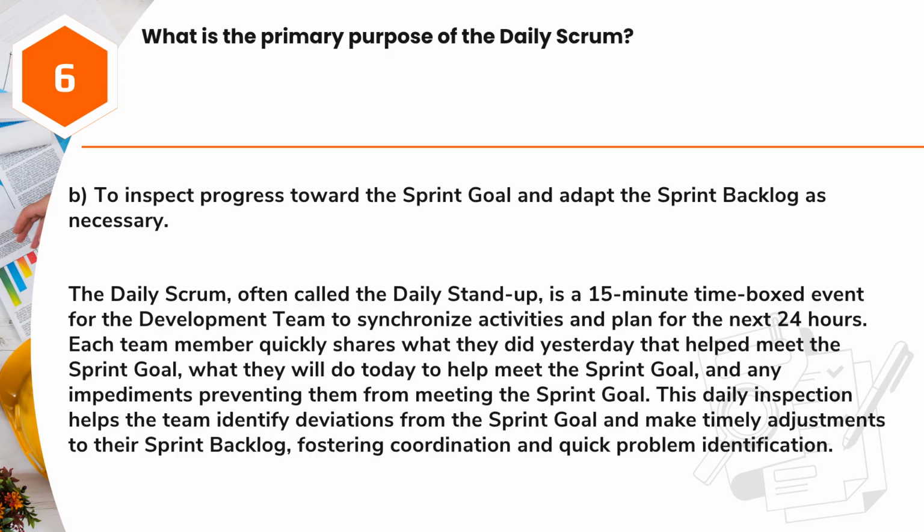Each team member quickly shares what they did yesterday that helped meet the sprint goal, what they will do today to help meet the sprint goal, and any impediments preventing them from meeting the sprint goal. This daily inspection helps the team identify deviations from the sprint goal and make timely adjustments to their sprint backlog, fostering coordination and quick problem identification.